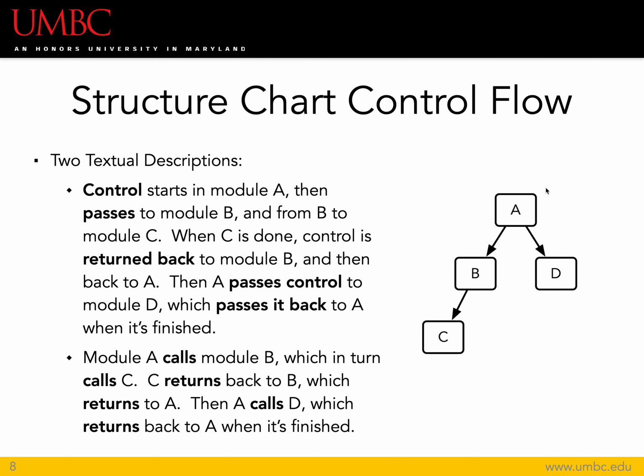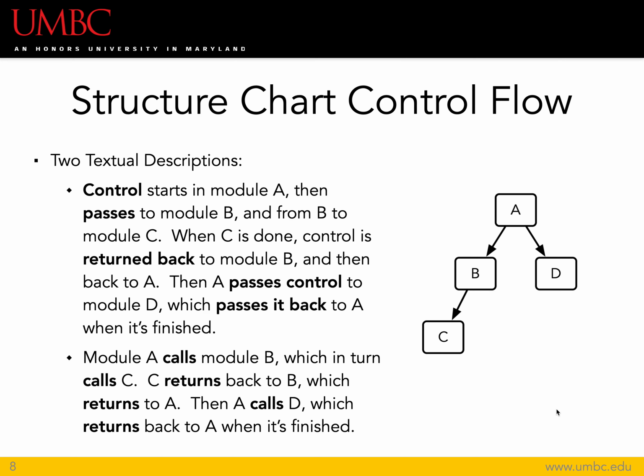Either is valid. So in the first description, control starts in module A and then passes to module B, and from B it passes to C. When C is done, control is returned back to B and then back to A. At this point, control passes down to module D, which passes it back to A, and then we're finished. Again, we're doing top to bottom, left to right. Okay, that's the way you would typically read a control flow in a structure chart.